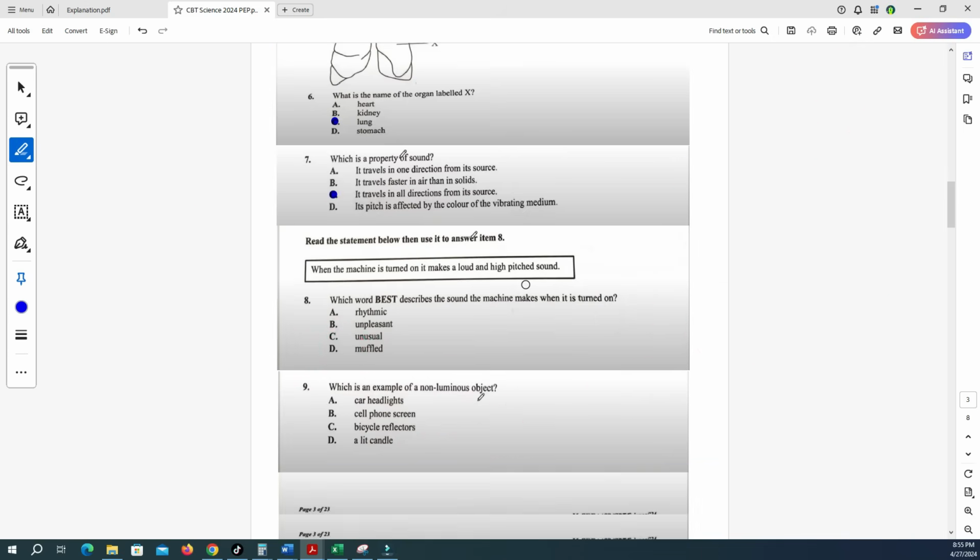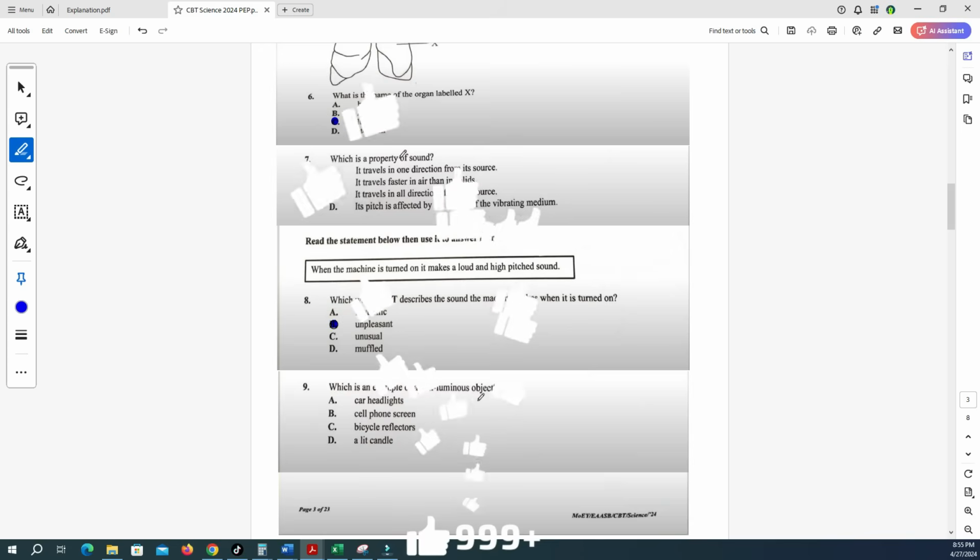Speech affected the color, no. Read the statement below, then use it to answer item 8. When the machine is turned on, it makes a loud and high-pitched sound. Which word best describes the sound that the machine makes when it's turned on? I say it's not rhythmic, that's not music. Unpleasant, definitely. It makes an unpleasant sound.